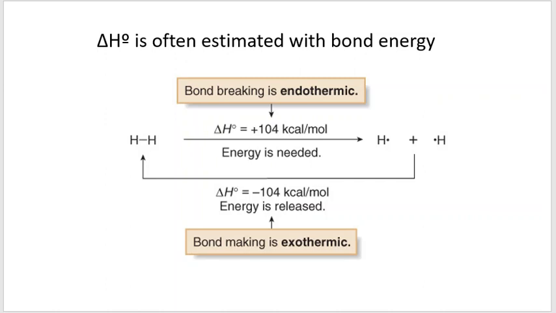And in order to estimate enthalpy, we can use bond energies. Whenever we break a bond, we have to put energy into the system. That's going to be a positive number. Whenever a bond is formed, energy is released. We get something that's lower in energy. It's exothermic, and the enthalpy is going to be negative. By conservation of energy, these are going to be equal and opposite values.